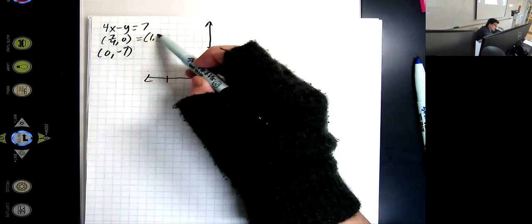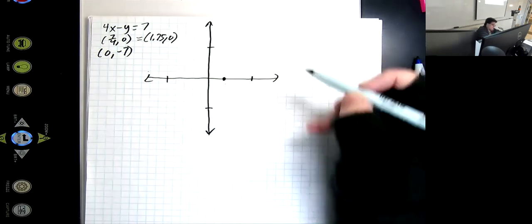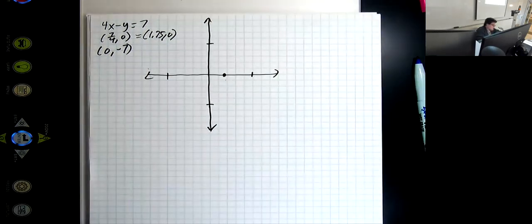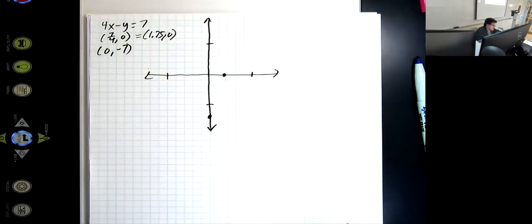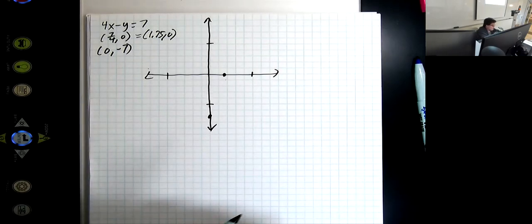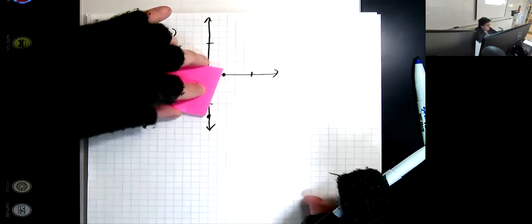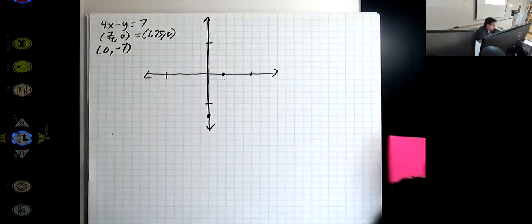So we saw 7/4 was really 1.75, 0. That's closer to the 2 than the 1. And (0, -7) is down here. We have enough points to draw a line. I can draw a straight line right here. But I recommend testing a point maybe in between them.